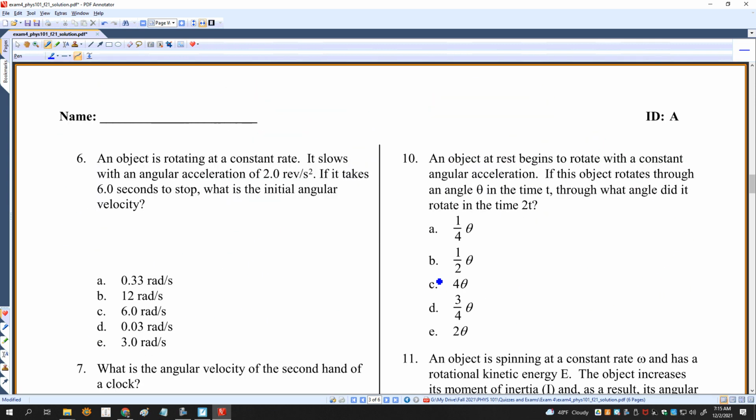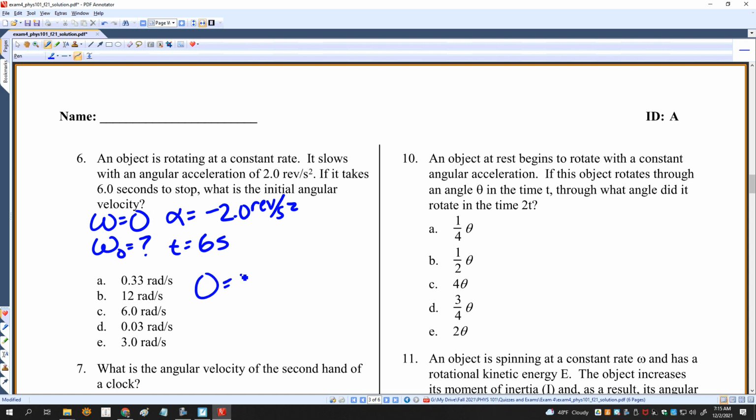An object is rotating at a constant rate. It slows with an angular acceleration of 2 revolutions per second squared. If it takes 6 seconds to stop, what is the initial angular velocity? Okay, so omega final is equal to 0, and I'm looking for omega naught, and alpha is negative 2 revolutions per second squared, and t is equal to 6 seconds. Okay, so I just say 0 equals omega naught minus 2 times 6, 12 radians per second.